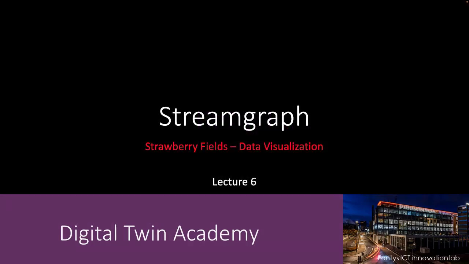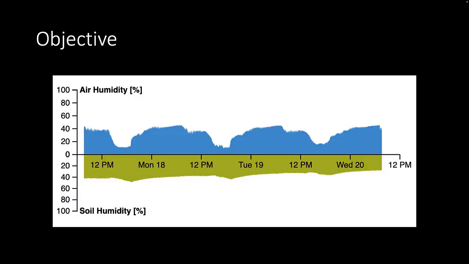Welcome to Lecture 6. The objective of this video is to create the following stream graph. Here we use a double vertical axis to both plot the air humidity above and the soil humidity below the zero. This creates a pipe of data which makes it easy to follow how the humidity changes in time and in relation to each other.